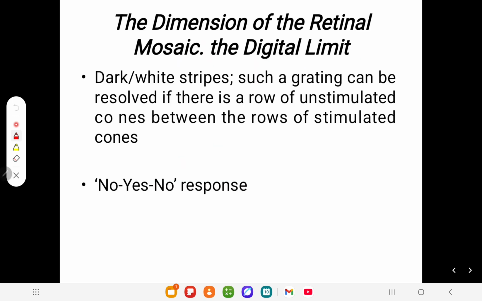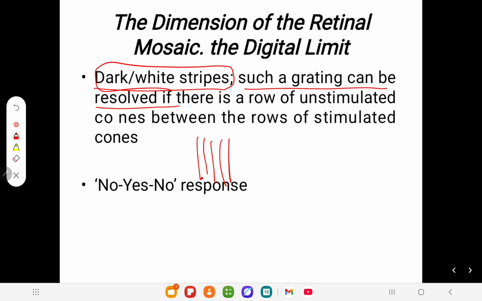Then we are moving towards the most important point, that is definitely the dimension of the retinal mosaic, meaning the mosaic pattern of cells, and the Nyquist limit. So the basic concept here is that dark and white stripes are given, and such gratings can be resolved. Stripes like this: red and white, red and white, red and white, or black and white stripes.